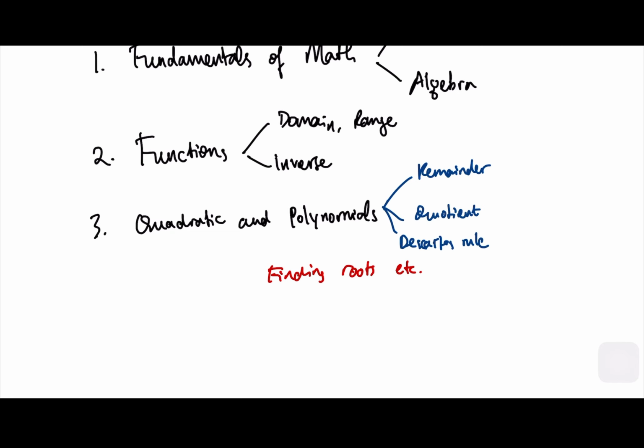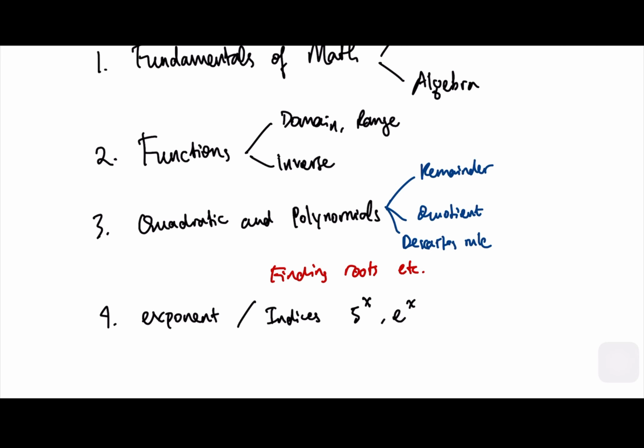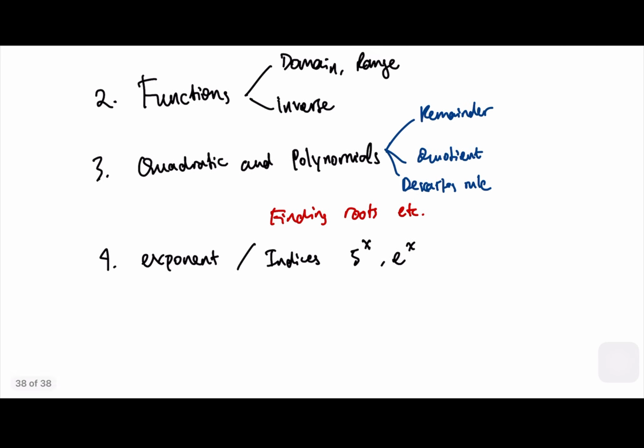The next one is the exponent or indices, like 5 to the power of x or even e, right? That's the indices, exponent. Also the logarithm, this is the inverse of the exponent, right? So log a b c like that.